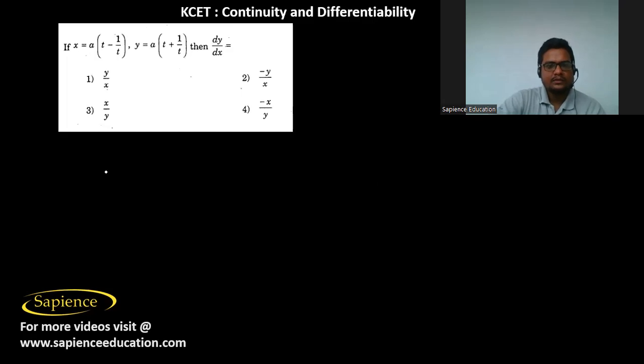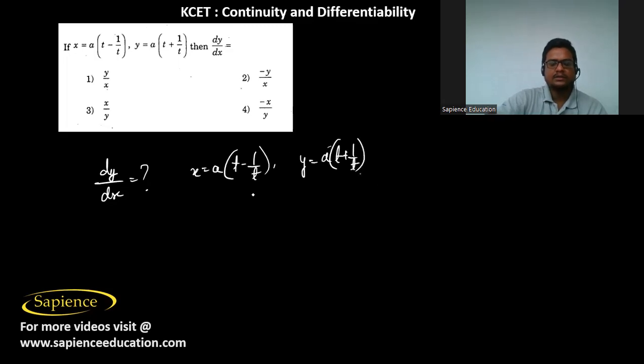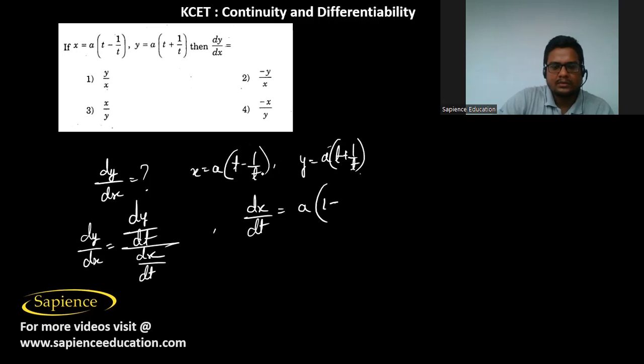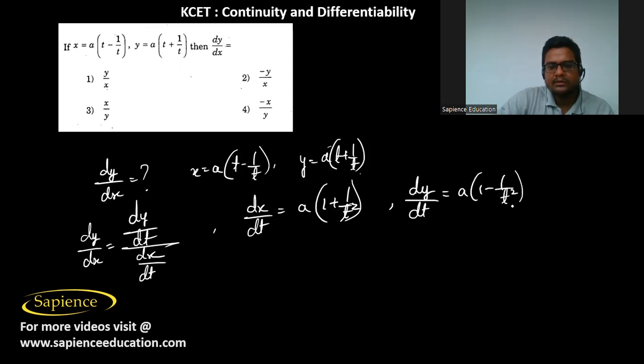Then here it is told that we have to find dy by dx, if x is equal to a into t minus 1 by t and y equals a into t plus 1 by t, where a is a constant. So dy by dx is equal to dy by dt divided by dx by dt. So first we need to find dx by dt, which will be equal to a into 1 minus of minus 1 by t square. So this is 1 by 1 plus t square. And dy by dt will be equal to a into 1 minus 1 by t square.